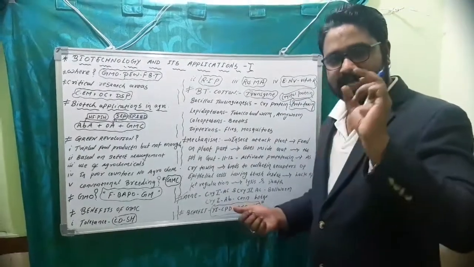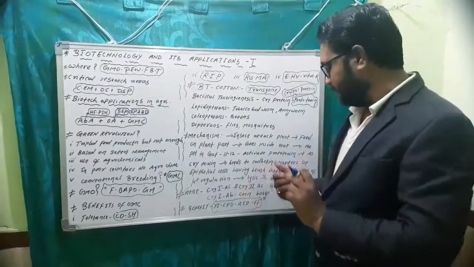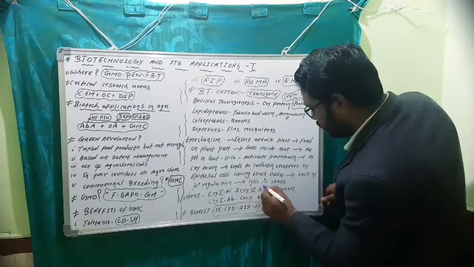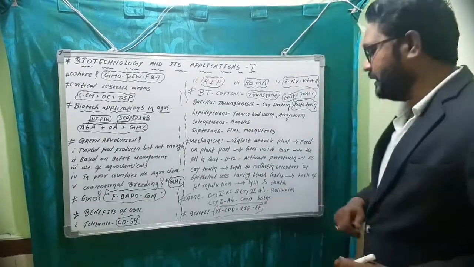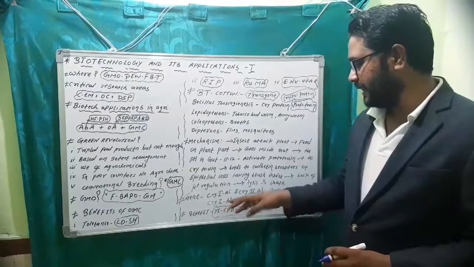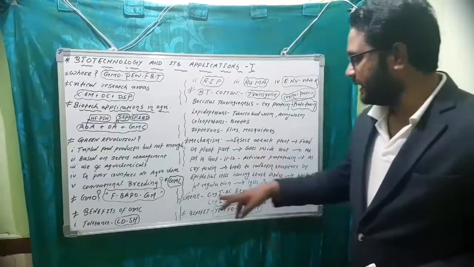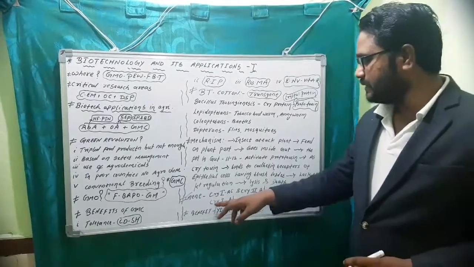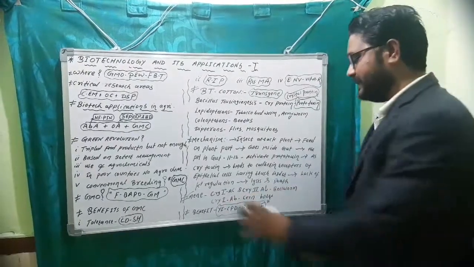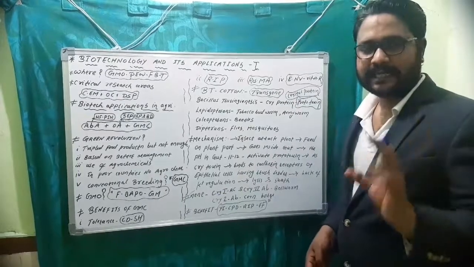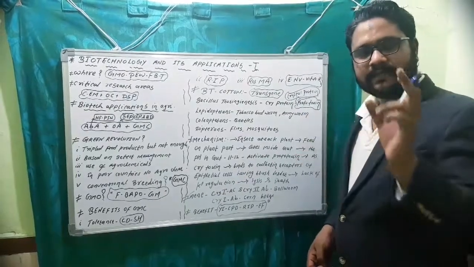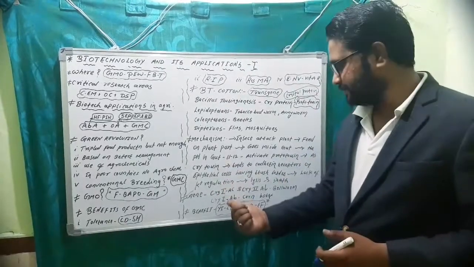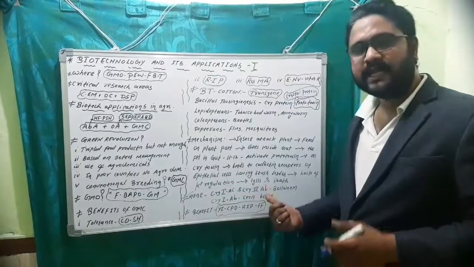Now which are those famous Cry genes? Cry 1AC and Cry 2AB are active against the bollworm, whereas Cry 1AB is against the corn borer. This also has to be memorized correctly. Cry 1AC and Cry 2AB against the bollworm, and Cry 1AB against the corn borer.